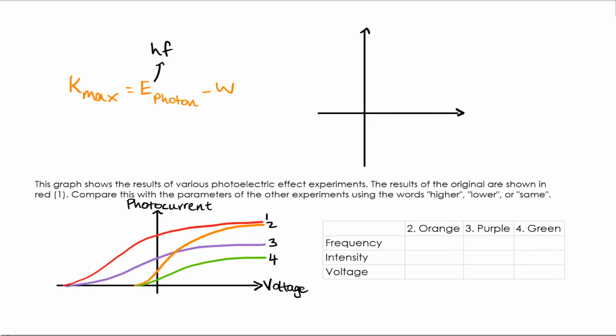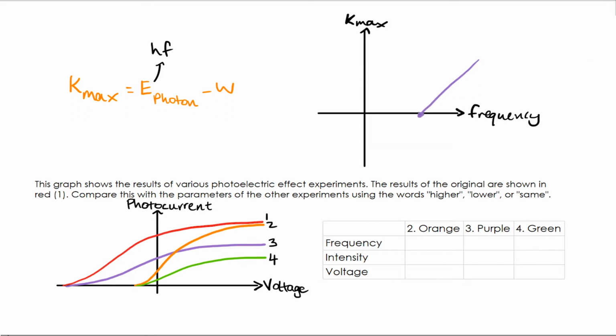looks like a linear relationship with h as the gradient, f as the variable, and negative w as the vertical intercept. So you'll see why I've prepared some axes over here. On the vertical axis, we're going to put the kinetic energy. On the horizontal axis, we're going to put the frequency. And a typical graph of the kinetic energy versus the frequency might look something like this.